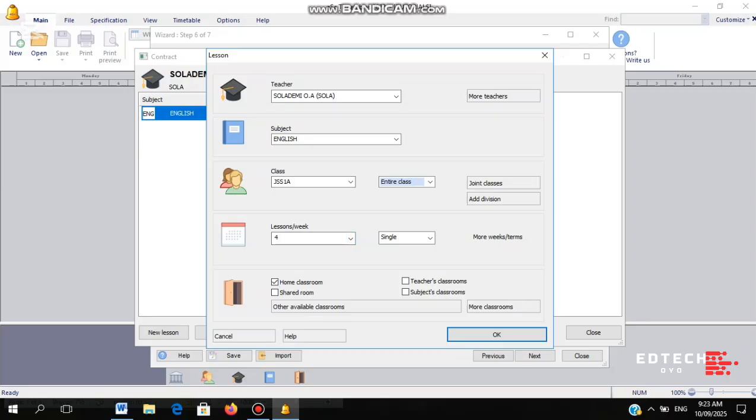Okay, now English is, let's say, 4 periods per week. It depends on your school. Your school may be 3, maybe 5, maybe 6. So let's say it's 4. Okay, 4 periods per week for English.